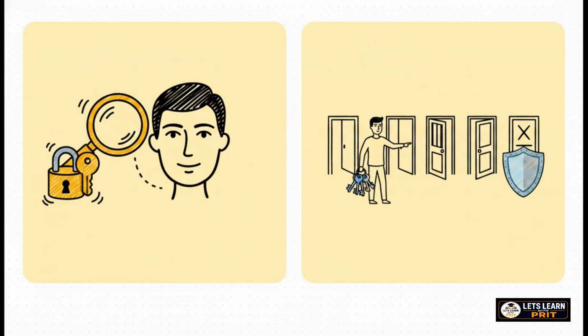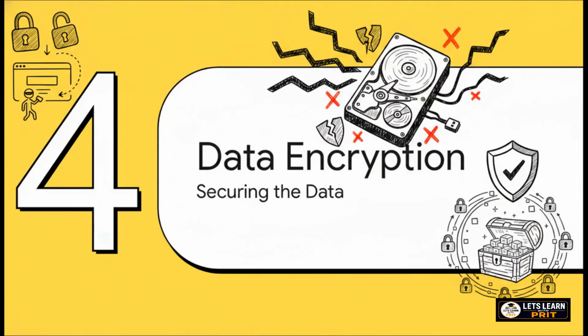Honestly, I want you to take a mental screenshot of this visual comparison right now. On the left, we have authentication, identity verification, like a standard login. On the right, we have authorization, access permissions, like admin rights versus normal user rights. Writing it exactly like this in a clear comparative way, that is going to secure you maximum marks in your paper.